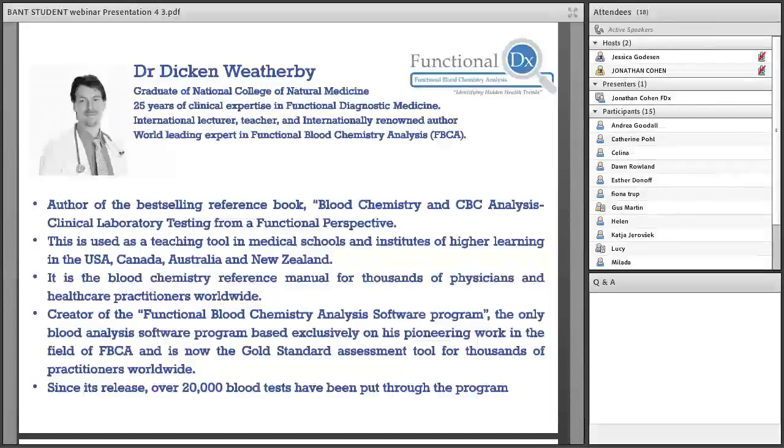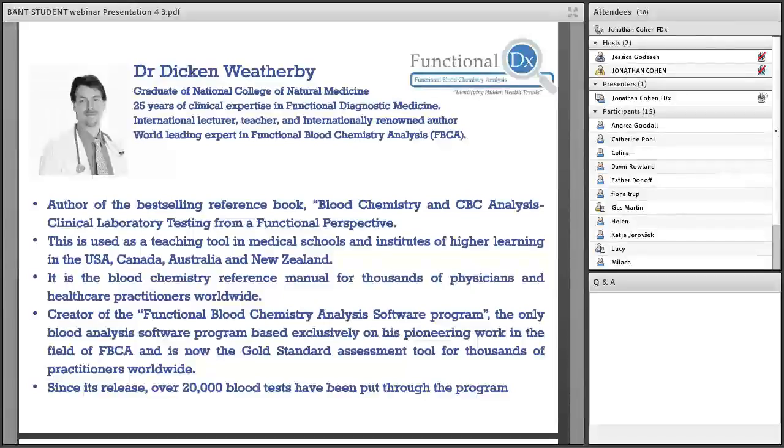His best-selling book, Blood Chemistry and CBC Analysis, Clinical Laboratory Testing from a Functional Perspective, is used as a teaching tool across the world in medical schools and institutes of higher learning in America, Canada, Australia, New Zealand, and even in the UK. It's really the go-to blood chemistry reference manual for thousands of physicians and healthcare practitioners worldwide.